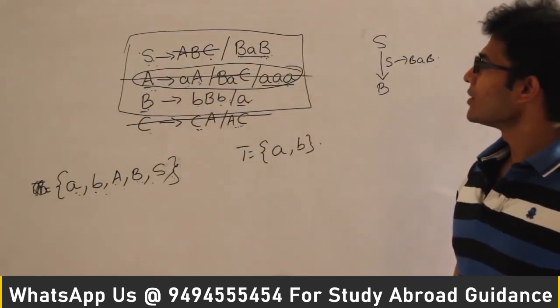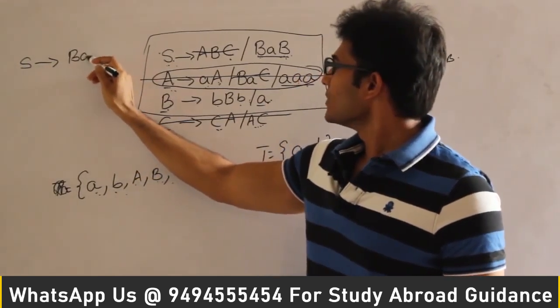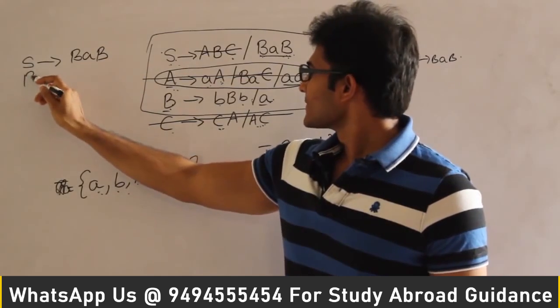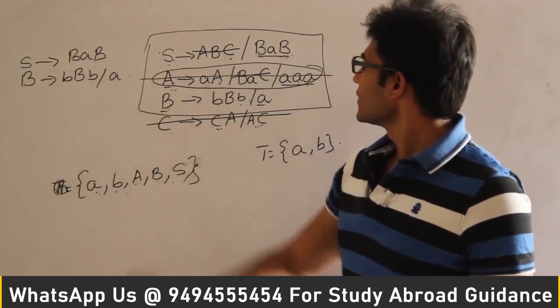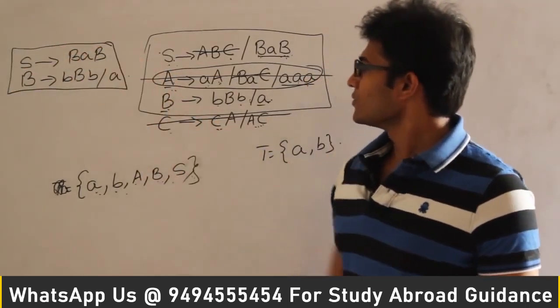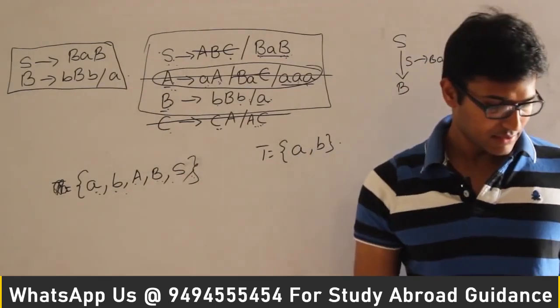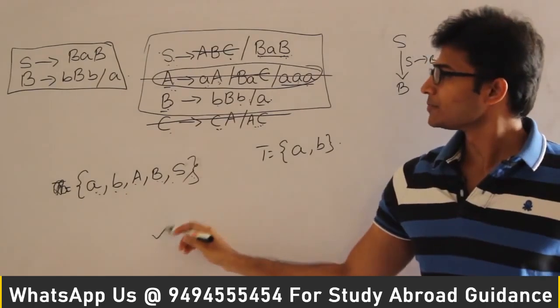So finally, the remaining productions which are useful is S derives BAB, B derives BBB or small a. These are the useful productions. Okay. So that is how we eliminated the useless productions, right? So we shall continue to the next topic. Next topic is push down automata.